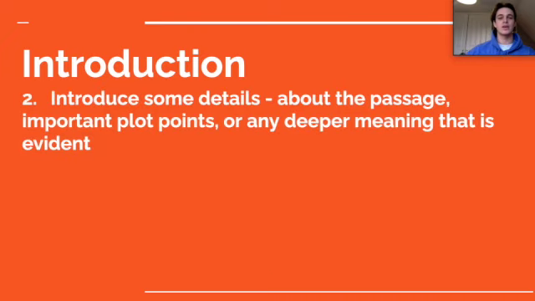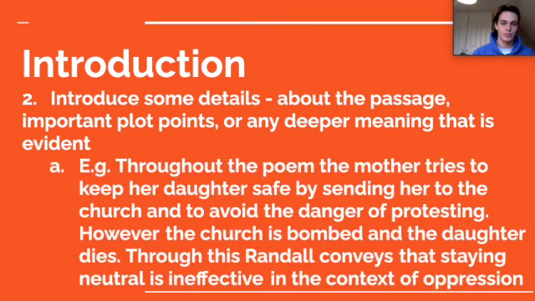The second thing is to introduce some details about the passage. This is important bits in the plot, or any deeper meaning that starts to emerge. This shows the examiner that we have more than a surface level understanding of what's going on in the passage, okay? So this is very important. For example, throughout the poem, the mother tries to keep her daughter safe by sending her to the church and to avoid the danger of protesting.